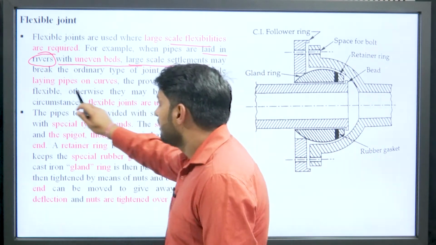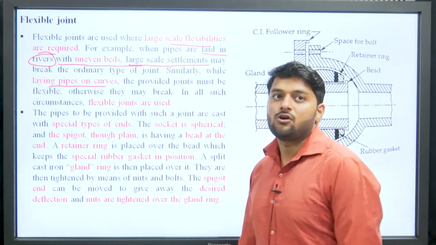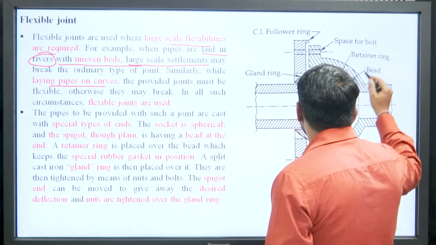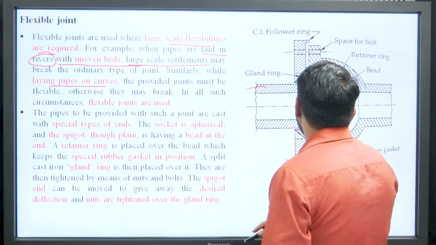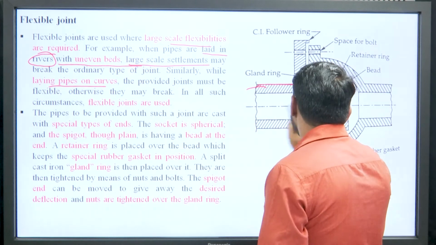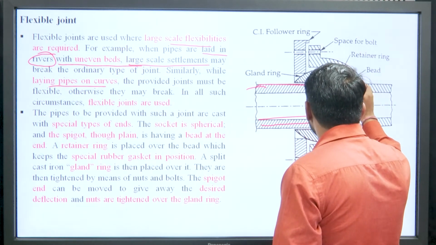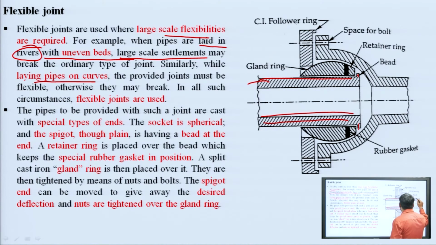Or we can say that if we are going to use pipe on a curve, then there is also a need of flexible joint. In case of this joint, there should be a pipe with one end normal, and the normal end is carrying a bead at the end. Basically, this is the bead, and another end is enlarged, and this enlarged end is in the form of a bell. So, the socket end or the bell end is spherical, and the spigot is plain, which can be seen from the figure, and the spigot has a bead at the end.